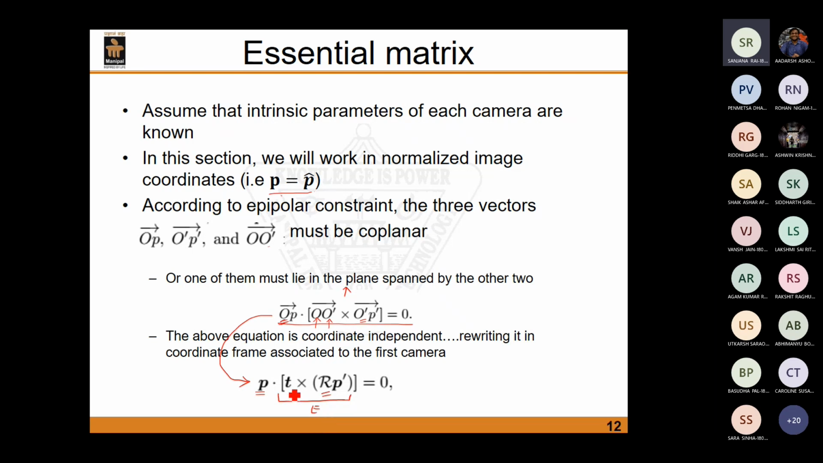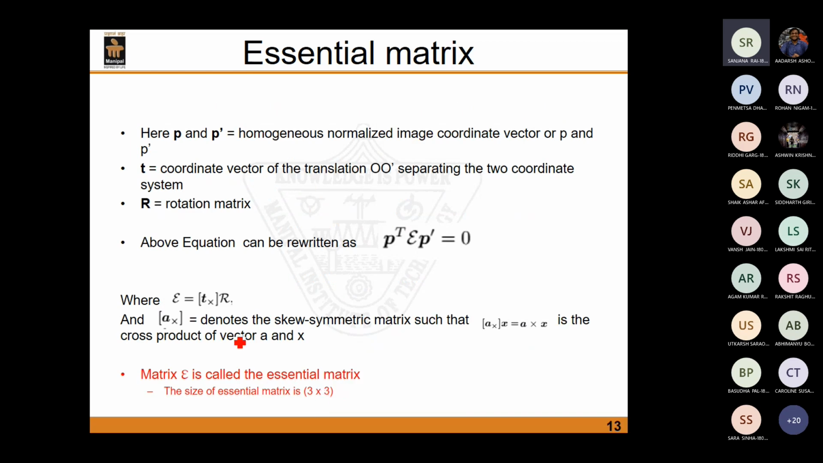Okay, so instead of taking the cross product of T cross R in this case, what I'm doing is just taking the skew symmetric matrix of the translation vector and then multiplying it by R. So I'm simplifying the calculations over here, and this is given by the matrix E. This matrix E is what you call an essential matrix, and you'll see that it's a 3 cross 3 matrix, right? And it is called an essential matrix.